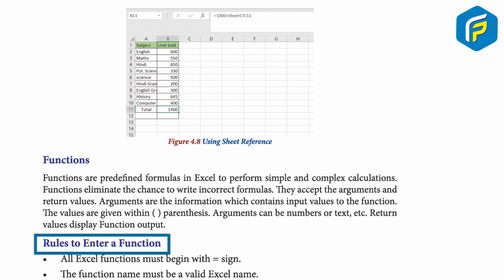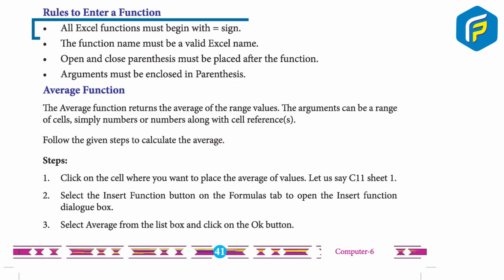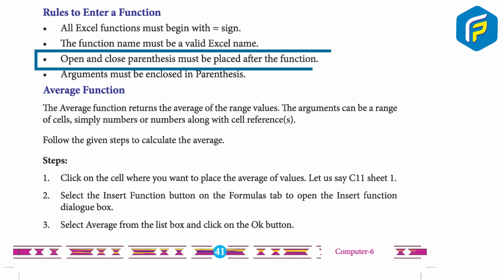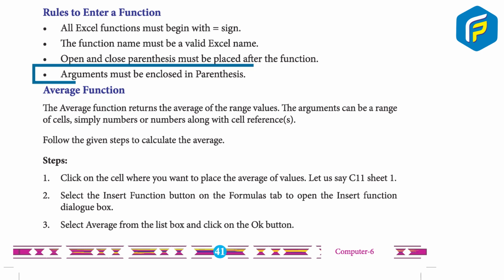Rules to enter a function. All Excel functions must begin with an equal to sign. The function name must be a valid Excel name. Open and close parentheses must be placed after the function name. Arguments must be enclosed in parentheses.